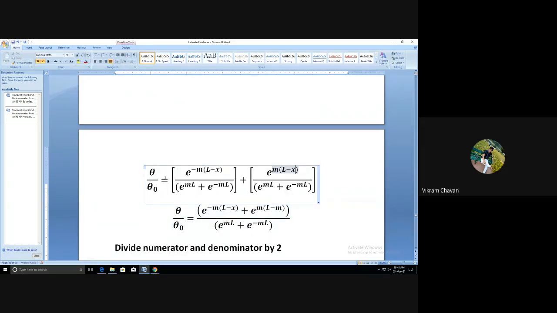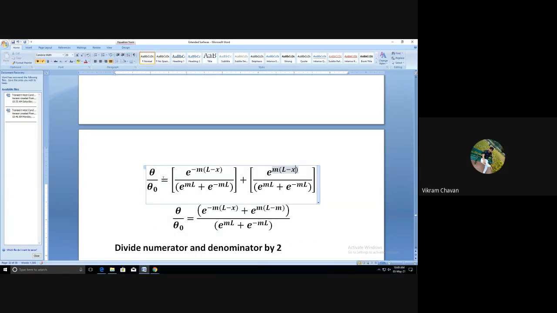So we'll get the equation as theta divided by theta naught. Write down theta divided by theta naught will be equal to, in a square bracket, e raised to minus m inside the bracket L minus x, in the rest factor only, divided by e raised to ml plus e raised to minus ml, first term square bracket complete, plus in another bracket e raised to m inside the bracket L minus x divided by e raised to ml plus e raised to minus ml.